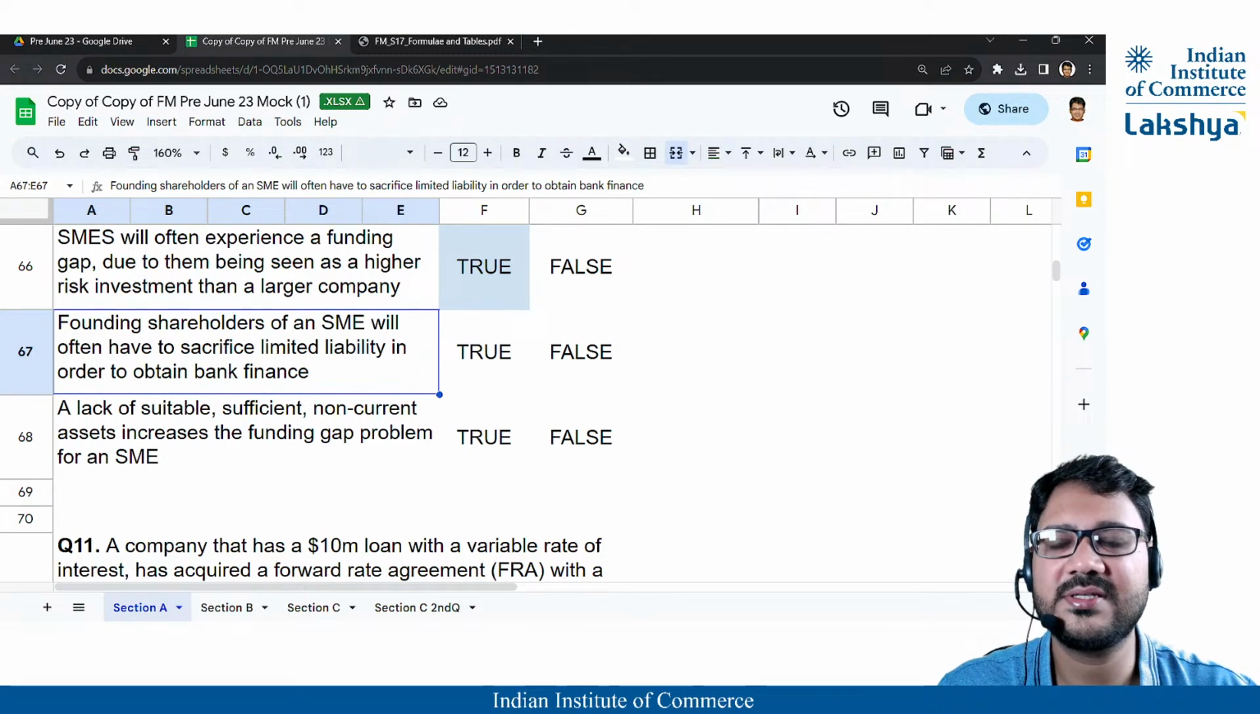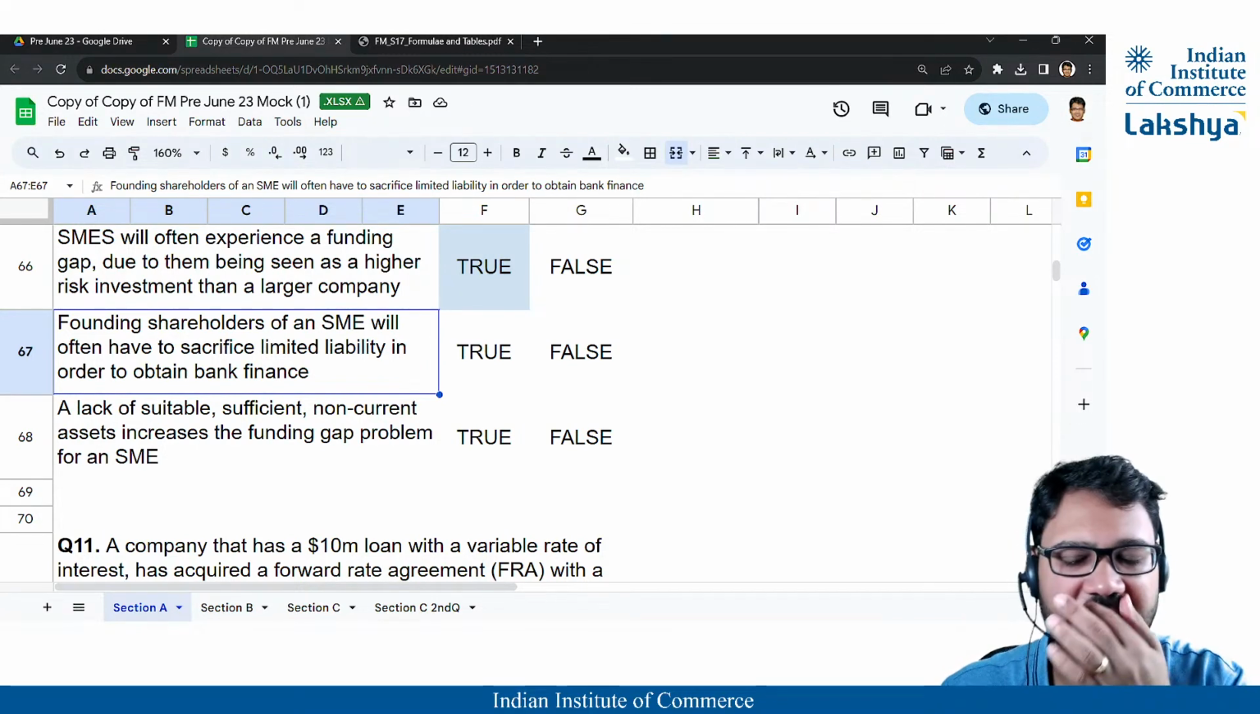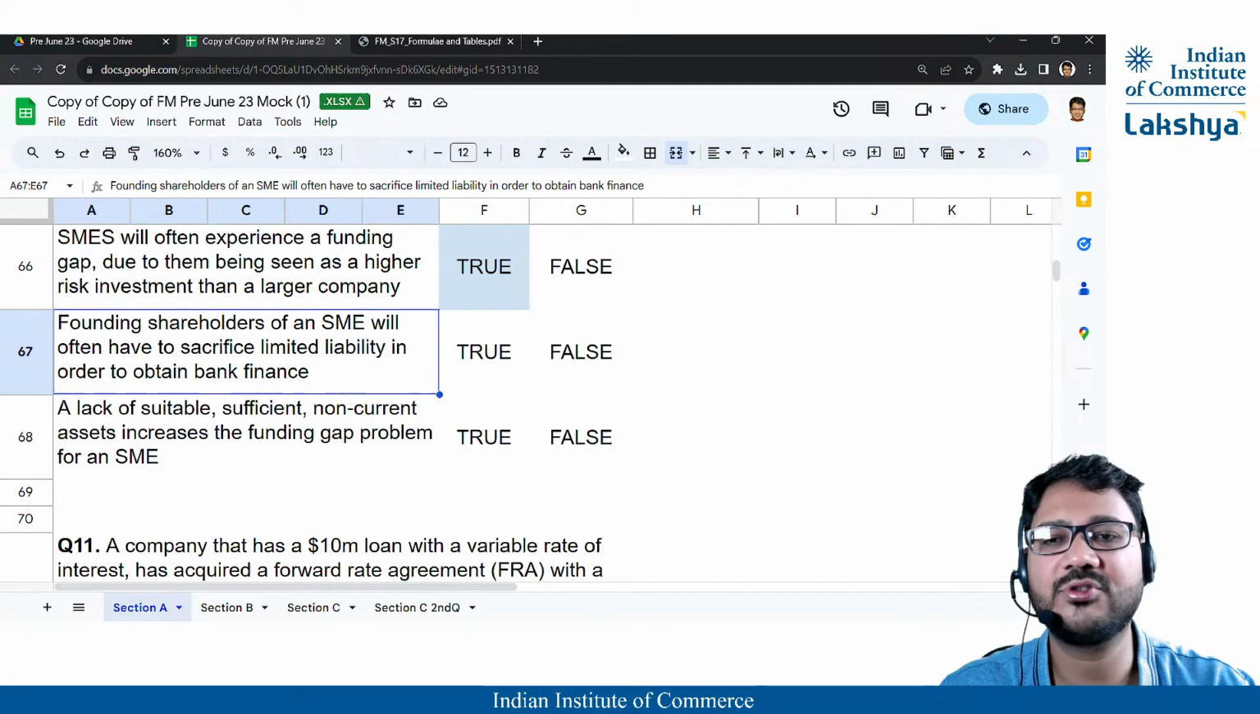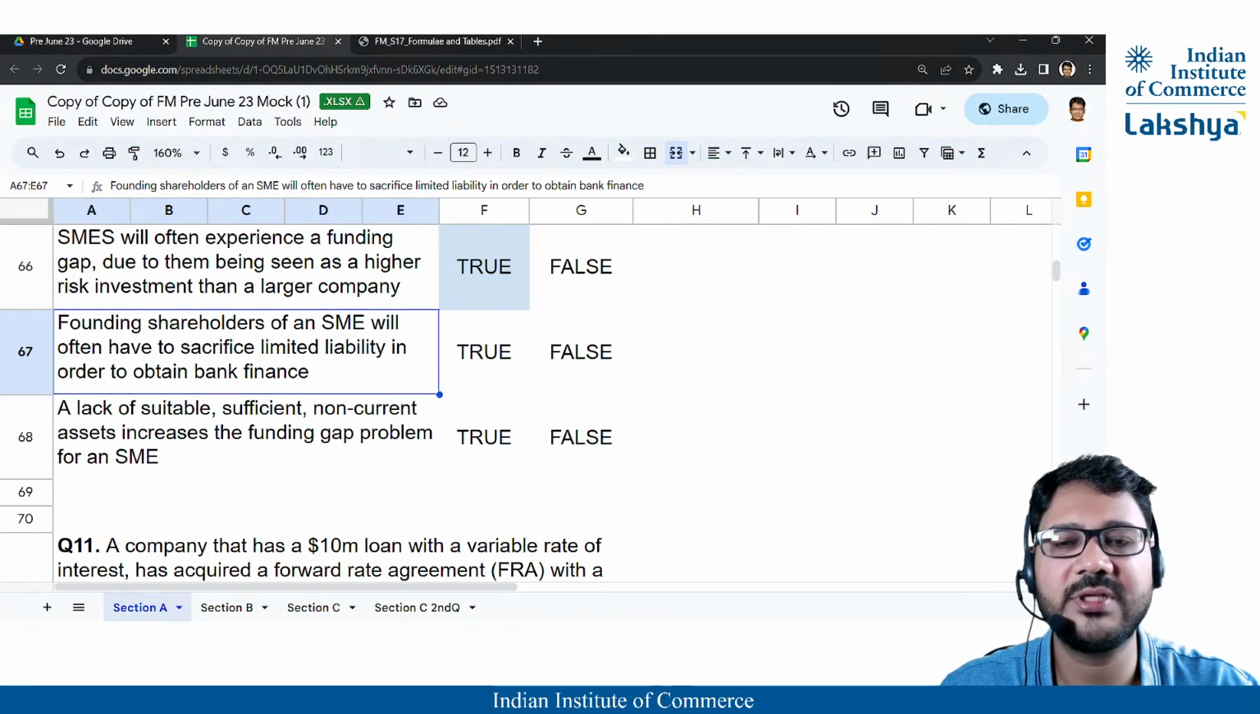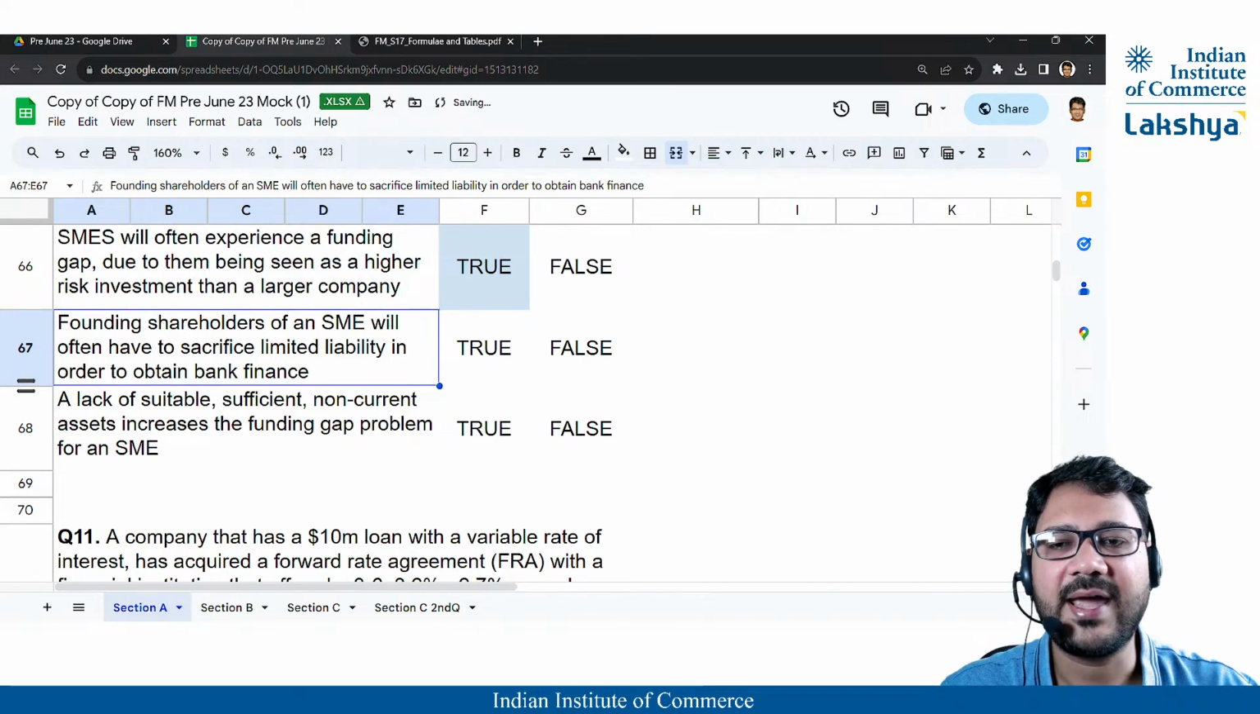What this basically is trying to say is the founding shareholders, which means the promoters, will have to sacrifice limited liability. Normally, a promoter of a company does not have full liability. It is the company that has full liability, but they will have to sacrifice that and have certain personal liabilities.